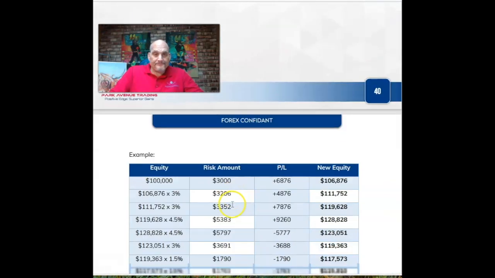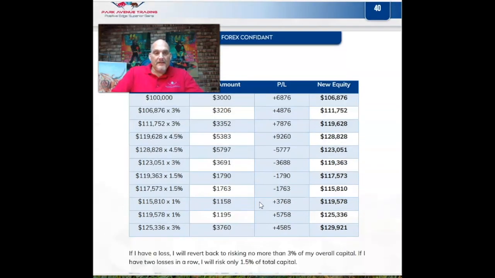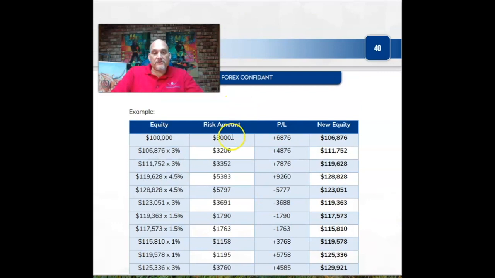The example that I'm giving in this book, which starts on page 40, is that the equity was starting at $100,000. We're risking 3% of the account. Okay, so we have a win of 6,876. Our new equity is 106,876. We're still risking 3% of the base. It's after I have 3 wins in a row that I'm increasing to 4.5% of my equity. Another win, 4.5% of my equity.